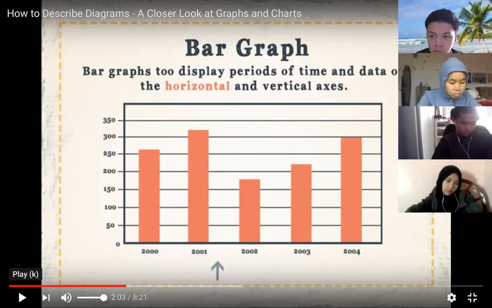Group 2, and your group leader, who is it? That's group 1. Say group A. Group B? Who is group B?